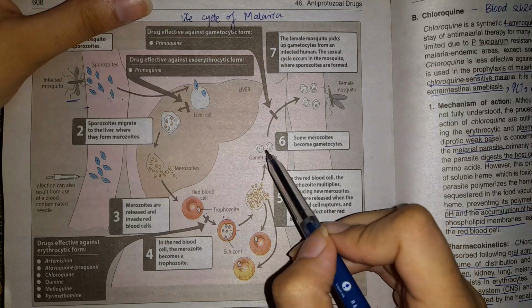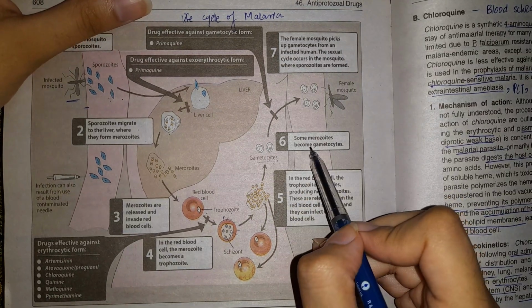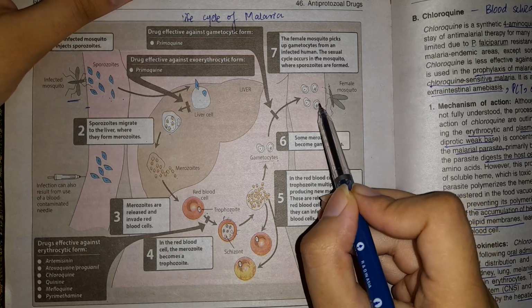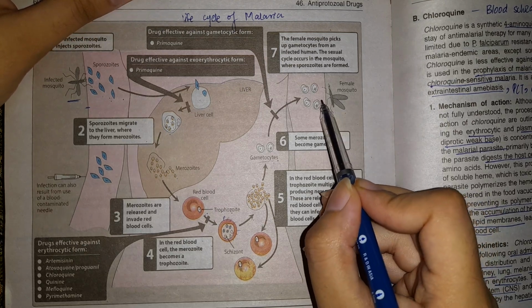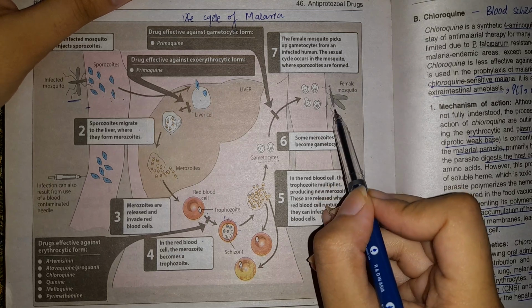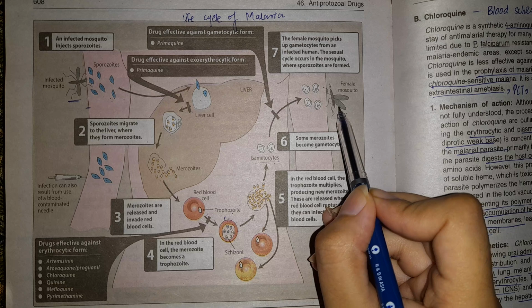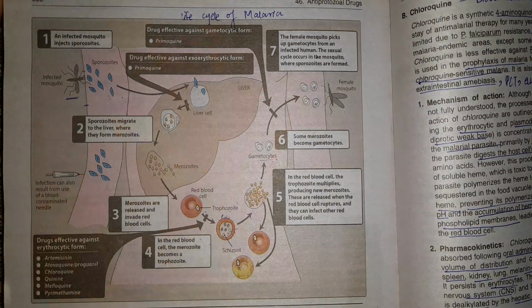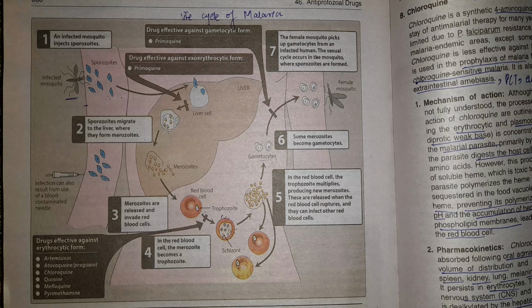These gametocytes can be present in your whole body, and when a normal female Anopheles mosquito bites you, through your blood these gametocytes go into her body and are converted again into sporozoites, and the whole cycle repeats itself again.